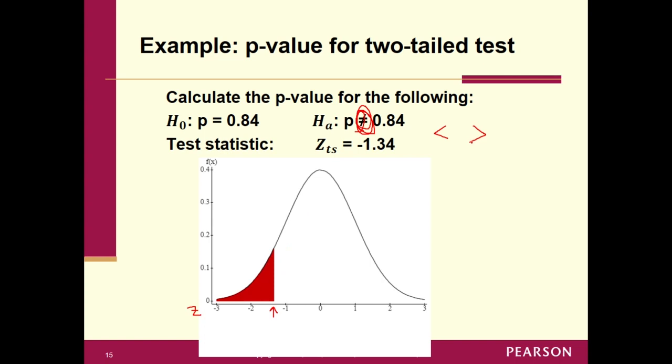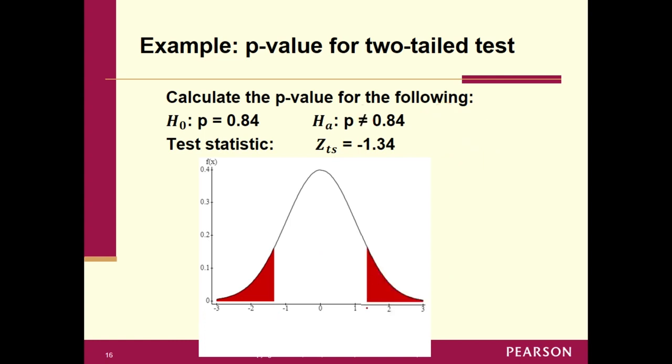Okay, but here's the problem. That's only less than. What we have to do is figure out something as rare on the other side, as rare as this negative 1.34. You know what's as rare as a negative 1.34 on the opposite side? It's a positive 1.34.